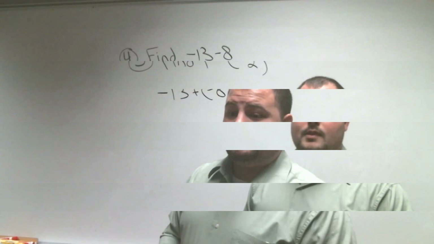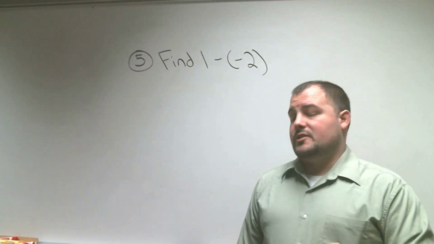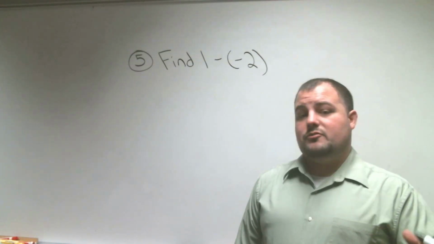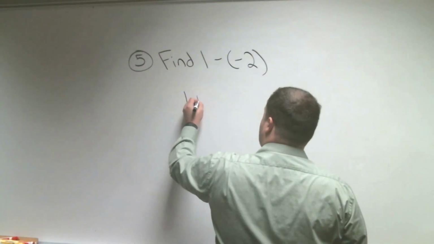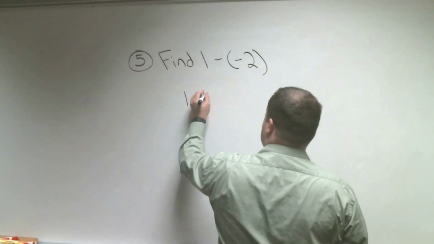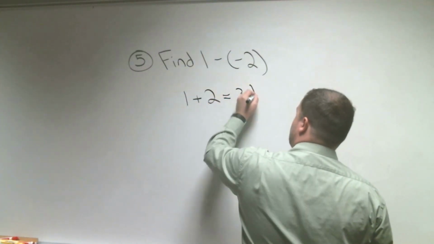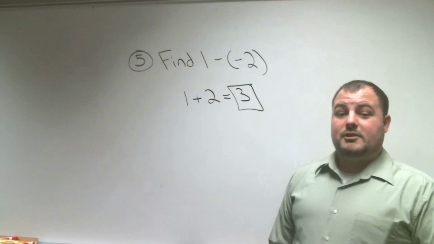Let's keep moving. In example 5, we're going to be finding 1 minus negative 2. So the same rule still applies because we have subtraction. Whenever we have subtraction, change it to addition. So 1 plus, that's negative 2, we're going to change it to positive 2. So 1 plus 2, that's 3, and 3 is my answer. And that's what we get for this problem.